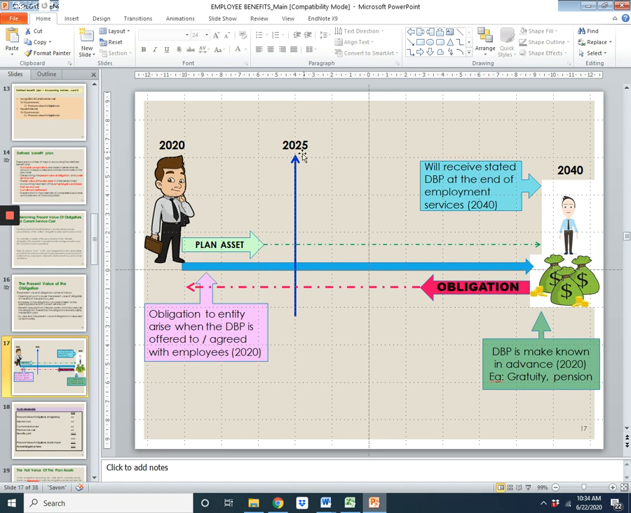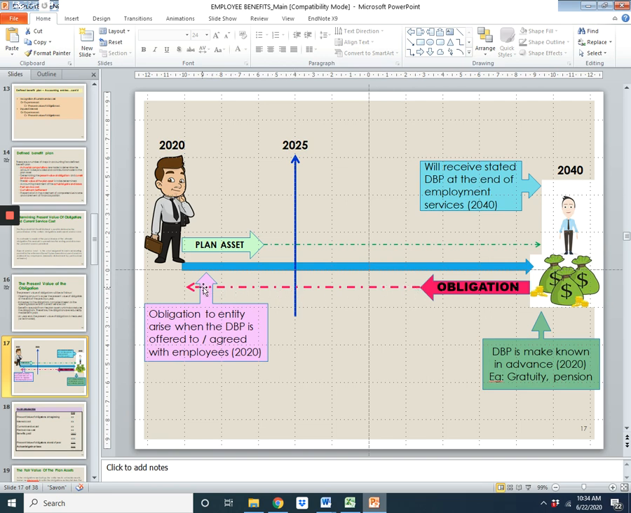Katakanlah contoh, 2025, okay, 2025 after 5 years. Okay, after 5 years, we want to know, we start our investment in plan asset. Kita simpan sikit-sikit dalam plan asset tadi. After 5 years, we need to know. Sepatutnya kita buat every year. Yang ni saya contohkan dengan selepas 5 years, we want to know what is the value of our plan asset. What is the value of our plan asset? Will our plan asset for 2025 be enough to cover our obligation for the period of 5 years also?